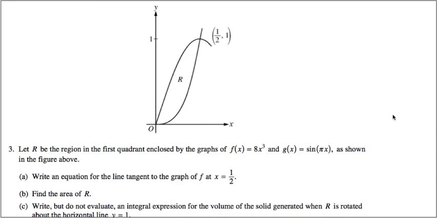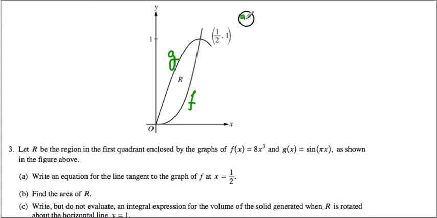So hello, let's look at number 3 together. Here we have region R, the region in the first quadrant enclosed by these two curves. This would be curve f and this would be g, which is sine of pi x, and f is 8x to the third power.